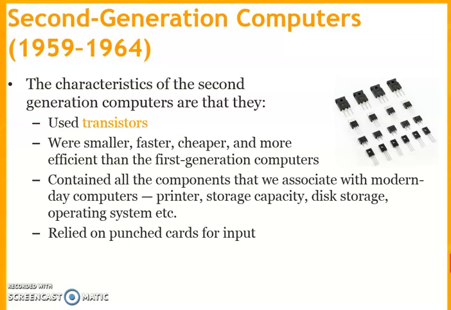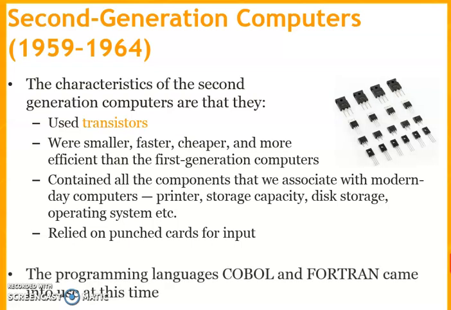They contain all the components that are associated with modern computers today. Means they have the capacity, they have the printer, storage capacity, disks, operating system. So these are all things that are also in our modern computers. They relied on punch cards for the input. The first generation computers relied on punch cards for the input, but also on paper tape.